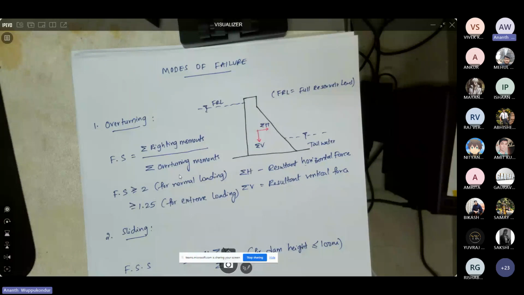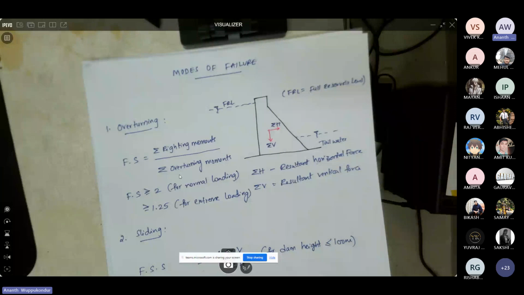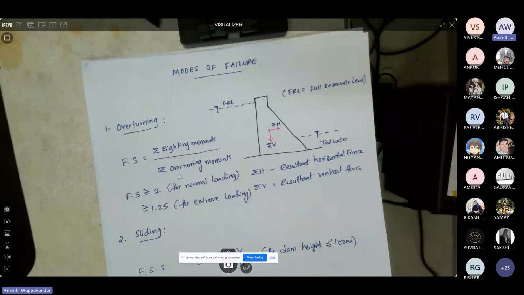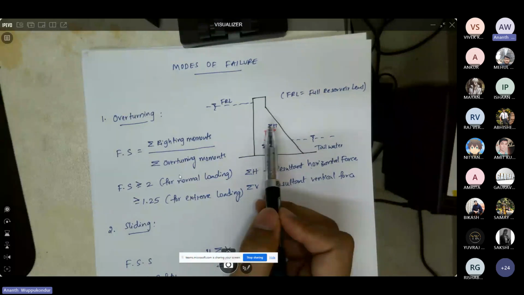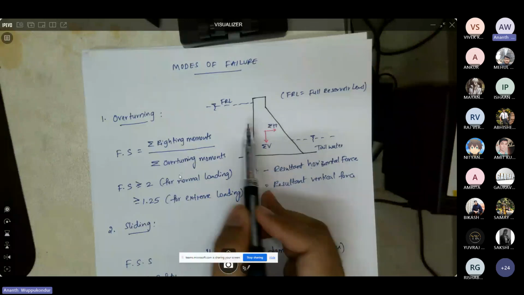So there are different modes of failure for gravity dams. One is by overturning. Last time, what we did was calculate all the forces, vertical and horizontal, that are acting on the dam section. And once you calculate all the forces, then you can get the moments of each of these individual forces.